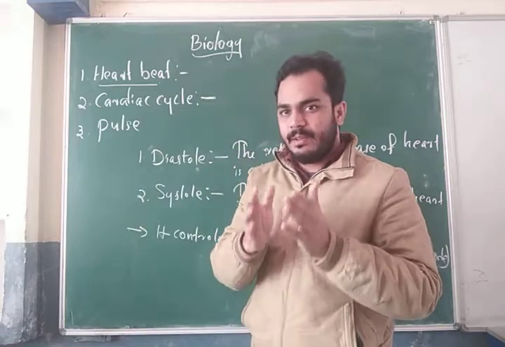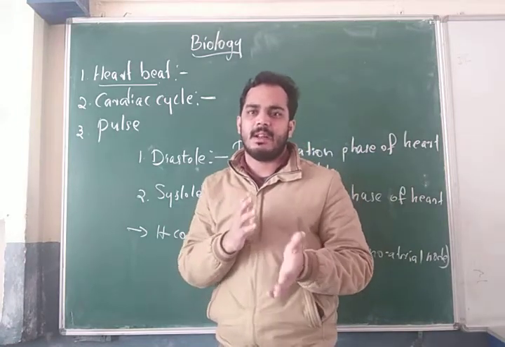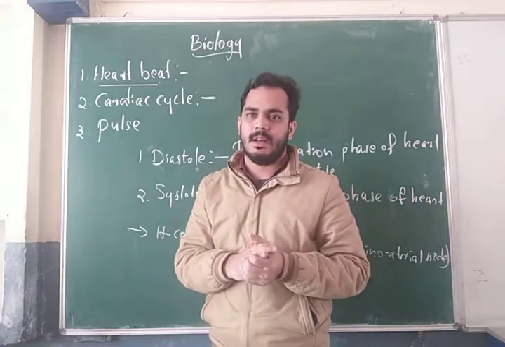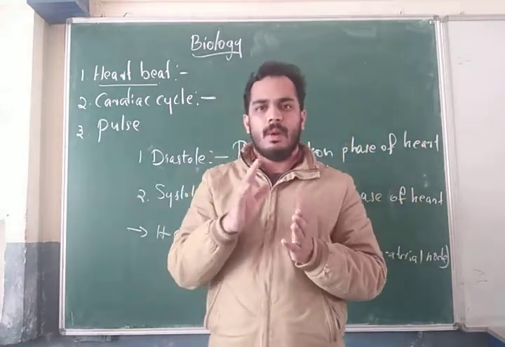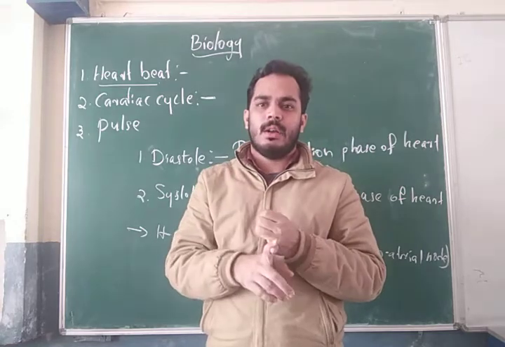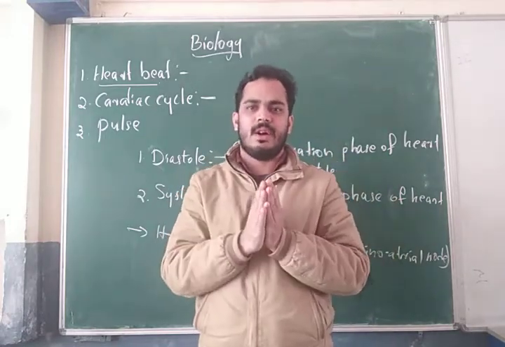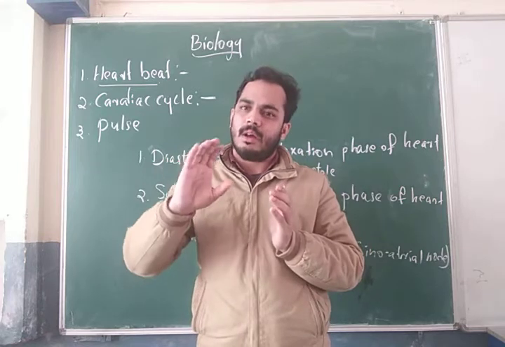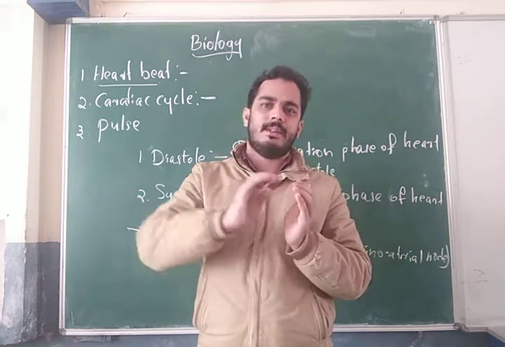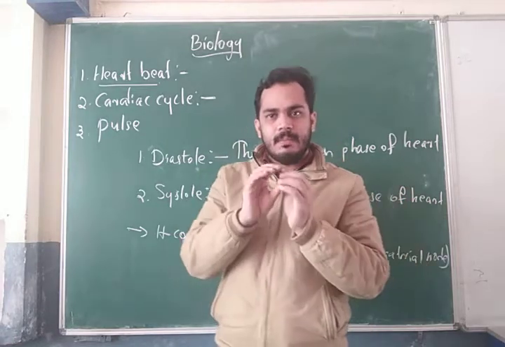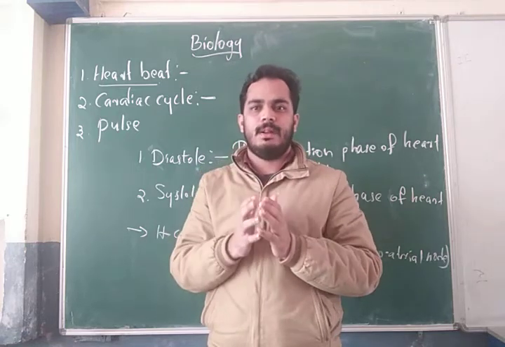In this topic today I gave 3 different points. The first one is heartbeat, the rhythmic contraction and relaxation of the heart, 72 times per minute. The cardiac cycle is one cyclic movement of systole and diastole. And the third one, pulse: with the contraction of the heart, the blood is pushed out into the arteries, which expand, hold the blood and send it to all body parts. This is called the pulse.